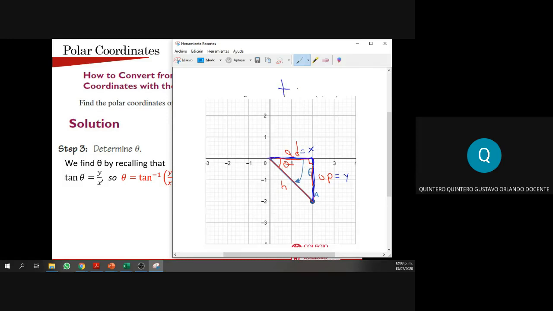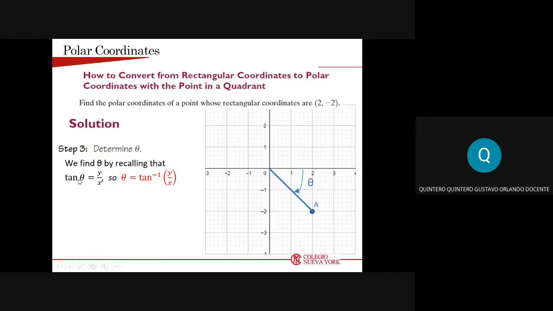In other words, if we use Soka Toa, we know that the tangent of theta will be the opposite, which is y, over the adjacent, which is x, which is exactly what I have here. Tangent of theta equals y over x. Now, this gives us the tangent of the angle, but we don't want the tangent, we just want the angle. In other words, we need to move the word tan from there. How are we going to do that?